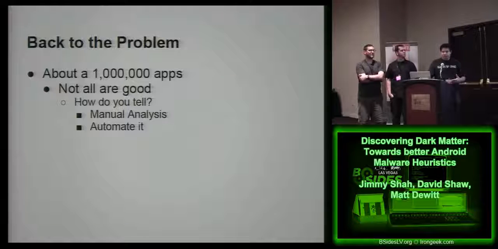So we're looking at 1 million apps, right? We don't know if any of them are good necessarily. All of them are good. So how would we find out? We can do it by hand, and 1 million apps is a heck of a time sink. Also a giant, really giant haystack. So we can do it manually and it'll take us forever, or we can automate it and actually save some time.